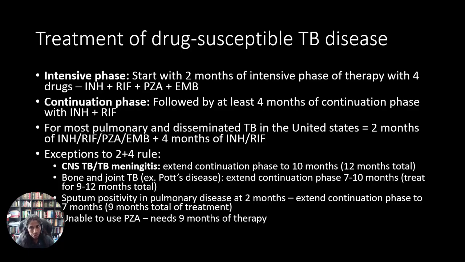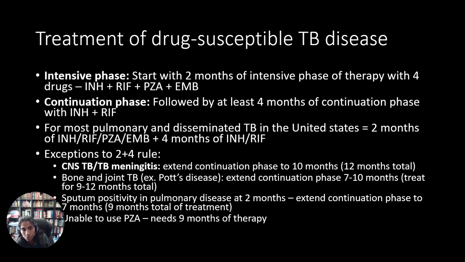There are some important exceptions to this 2+4 rule. In CNS TB and TB meningitis, we extend the continuation phase to 10 months. So the individual is being treated with anti-TB drugs for 12 months total. In bone and joint TB, for example, Pott's disease, we recommend extending the continuation phase for 7 to 10 months. The reason is because it is difficult to penetrate the bone and the joint with our drugs, so we recommend extending that continuation phase. If someone still has positive sputum and pulmonary disease at 2 months, then we recommend extending the continuation phase to 7 months to fully eradicate the organism.